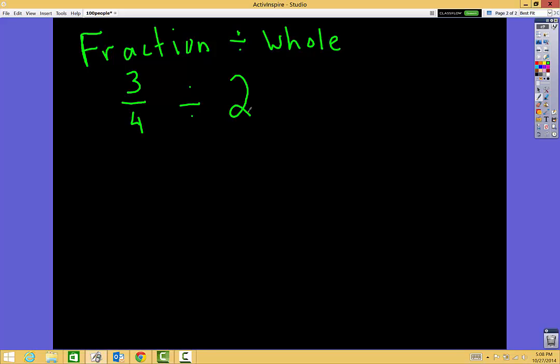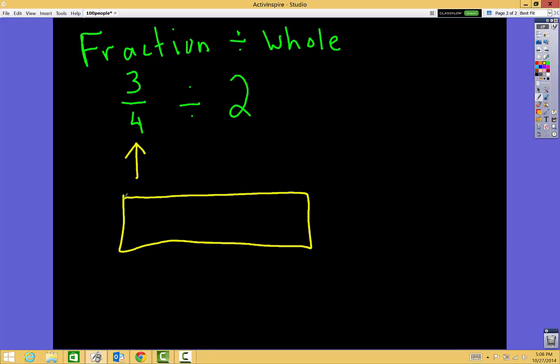Remember, a whole number is any number that does not have a fraction or a decimal attached to it. So my first step in everything is I'm always going to draw my dividend, or that first number. So 3/4, I need to draw a picture. I start with a fraction bar. And now I need to break it up into fourths, because remember, your denominator tells you how many pieces equal a whole. So I have 1, 2, 3, 4.